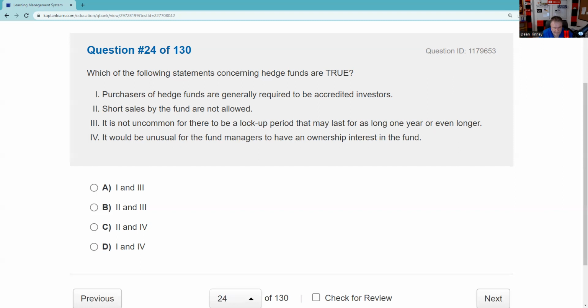It's unusual. No, the fund managers have a big ownership in the fund. In fact, usually they're the largest investors in the fund. The New York Mets, the guy who owns them is a guy named Stevie Cohen, and he has a hedge fund called Point 72, and he is the single largest investor in that fund.